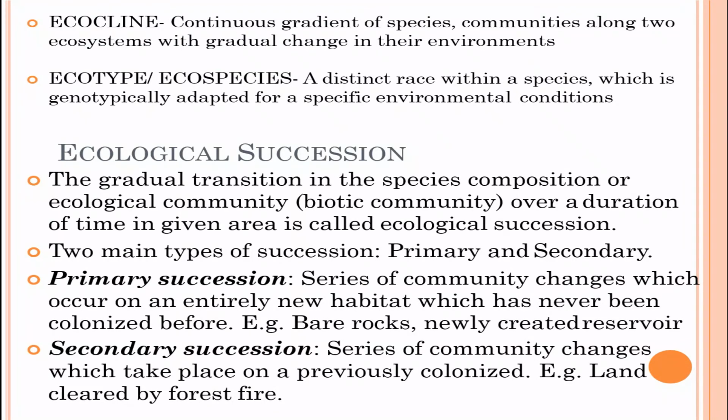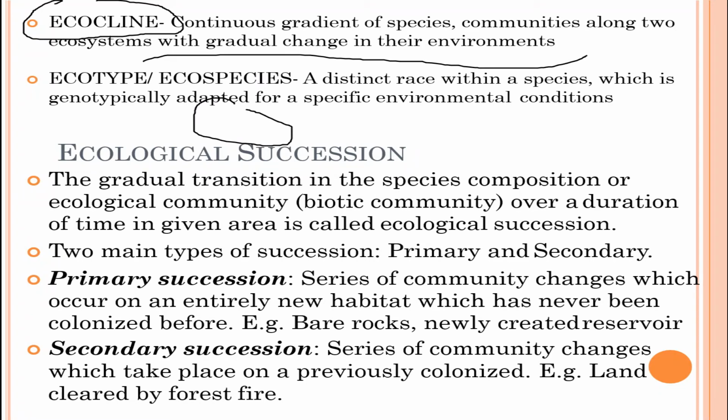Talking about the ecocline now. What is an ecocline? It is a continuous gradient of species or communities along two ecosystems with a gradual change in the environment. When two ecosystems meet, there is a difference in the environment between the two, which can be temperature, pressure, release of more moisture, or anything related to environmental change. That is the ecocline.